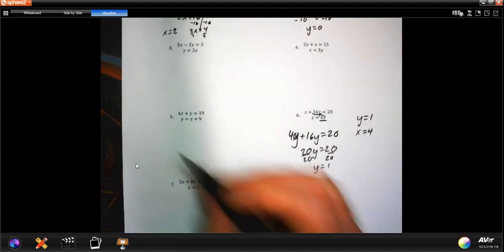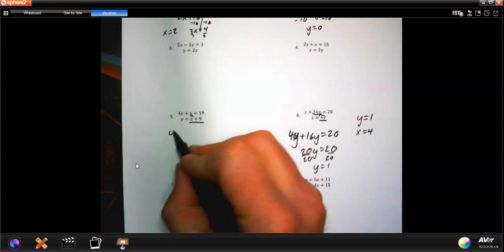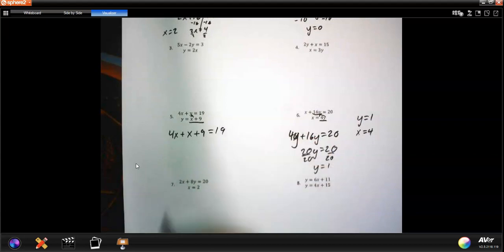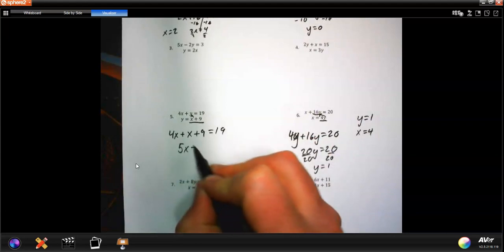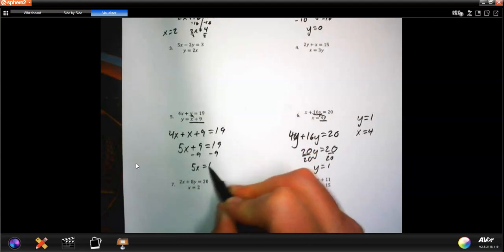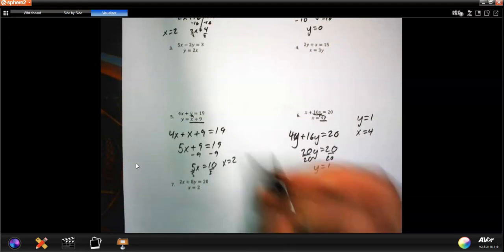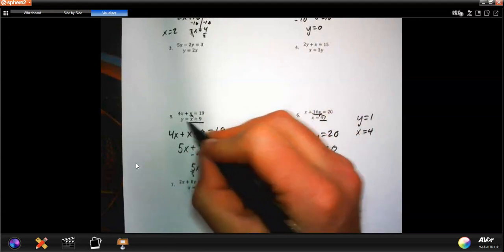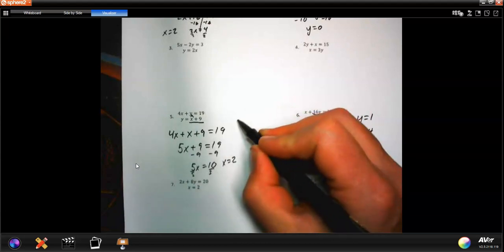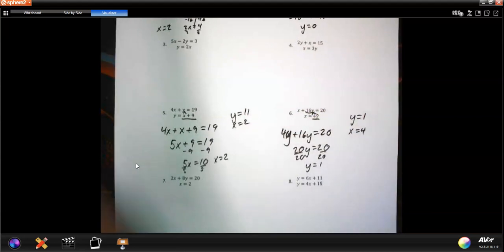I'll show you another example here. y equals x plus 9. So I'm going to take that and put it right in there, okay? So 4x plus y becomes 4x plus x plus 9 equals 19. Well, 4x and x is 5x, plus 9 equals 19. I'm going to subtract 9. 5x equals 10, divided by 5, x equals 2. But we're not done. There are two answers. We know that y equals whatever x is plus 9. If x is 2, 2 plus 9 is 11. y equals 11 when x equals 2. Okay? You keep trying those.